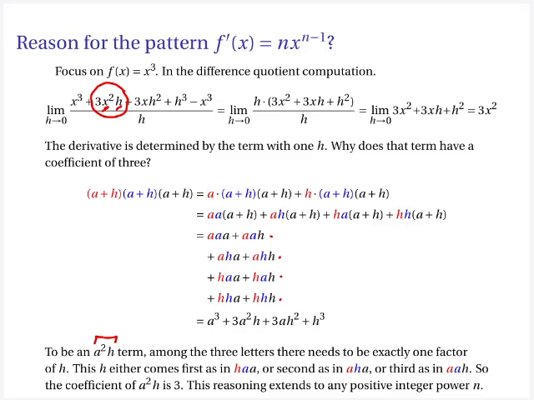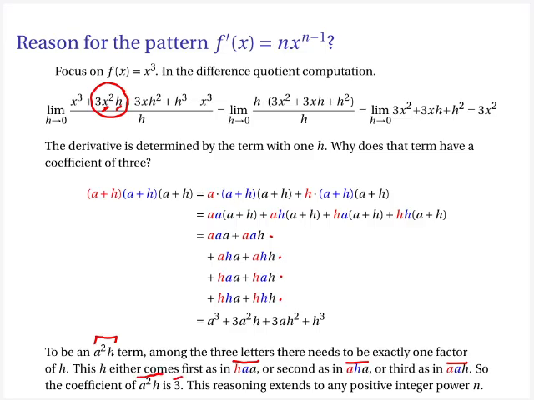And so how could that possibly happen? Well, it could be that h comes first, or h comes second, or h comes third. So that's 3 things. First, second, third. Count them out on your fingers. You get 3 of them. So the coefficient of 2 a's and 1 h is 3.